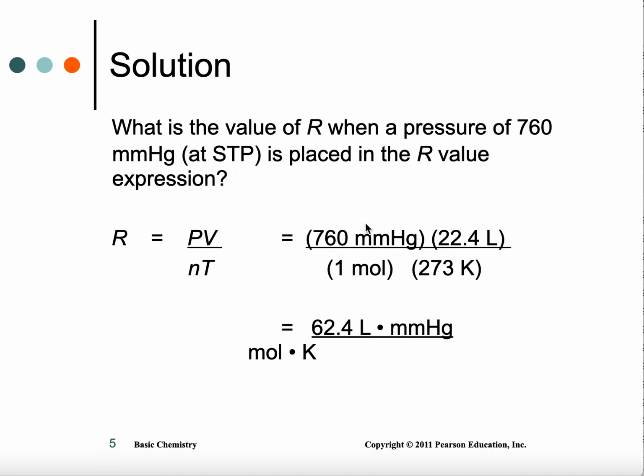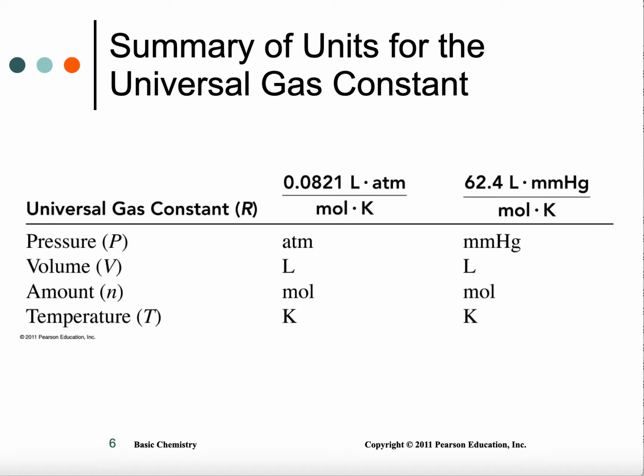And they realized that millimeters of mercury, liters, moles, Kelvin, is going to be 62.4. That's the R, 62.4. If you have atmospheres instead, you have a different R. The R will be whatever number works when you fit all this in at standard temperature and pressure. So if you have liters, atmospheres, Kelvin, moles, it's 0.0821 liter-atmospheres per Kelvin-mole. If it's millimeters of mercury, liters, moles, Kelvin, it's 62.4.